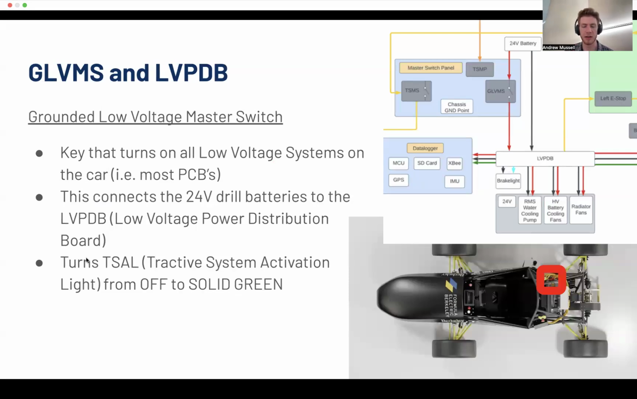Very important. Hopefully you all learned about the tractive system active light during the high voltage training. But if low voltage is off, that light doesn't have power. So you want to make sure that whenever you're working with the car, low voltage is on so that you can make sure that light is solid green, which means the tractive system is not energized. You never want to be working on the car or touching it if the tractive system is energized, i.e. the red light is flashing. That's not a safe state to be touching the car and working on it. So you want low voltage on to make sure that it's green and safe to work on.